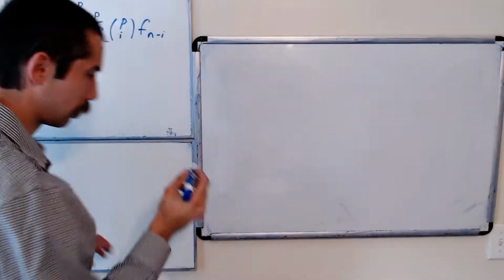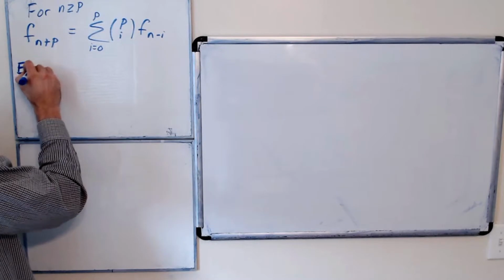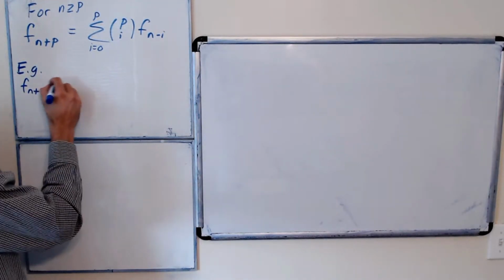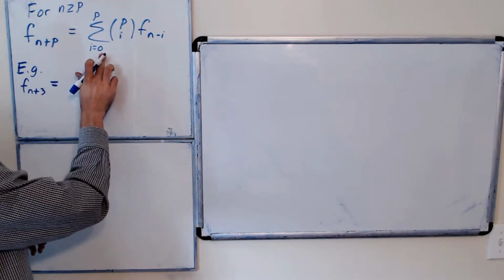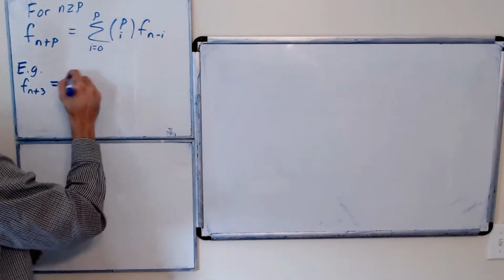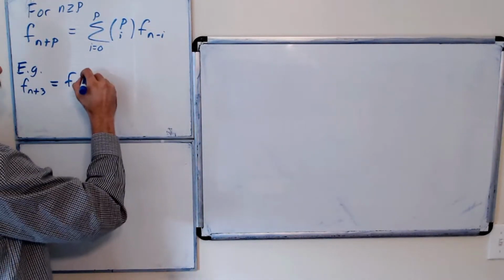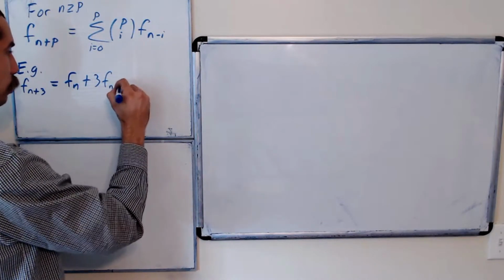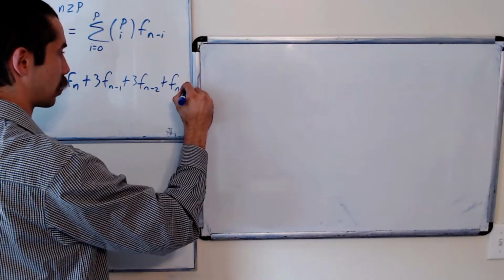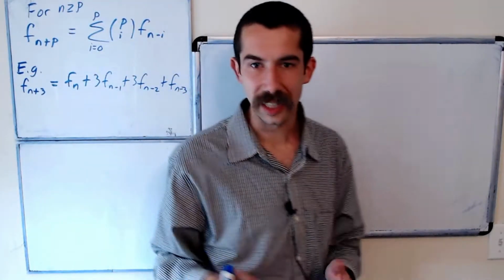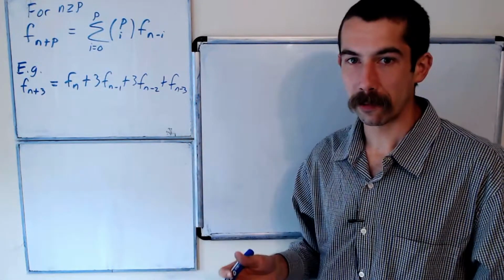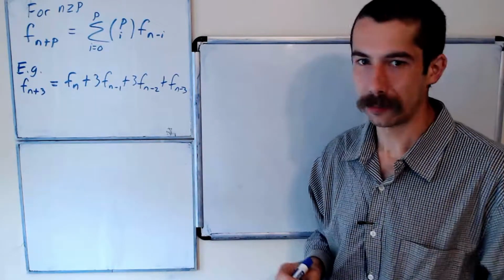So just for example, to see what this is saying, f of n plus 3 is equal to the sum from i equals 0 to 3 of 3 choose i times f n minus i. So that would be f n plus 3 f n minus 1 plus 3 f n minus 2 plus f n minus 3. Okay, so that's an example of what the theorem would say. And we want to show this is true for all n greater than or equal to p.